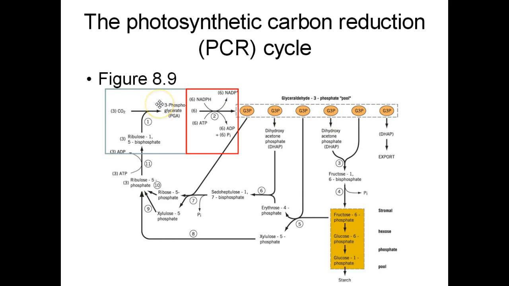So let's look at these reactions as they occur. The first phase here is one reaction. RuBP bisphosphate plus CO2 is converted into two 3-carbon compounds. Okay? This was the mystery reaction. And this is why it's called the Calvin cycle, because the scientist named Melvin Calvin was the person that figured out how this reaction occurs.